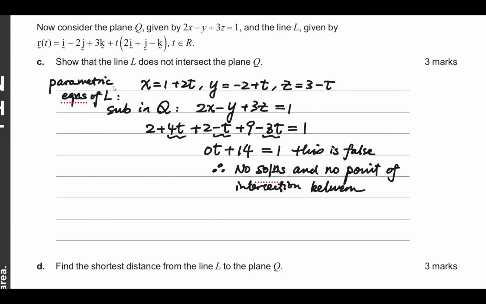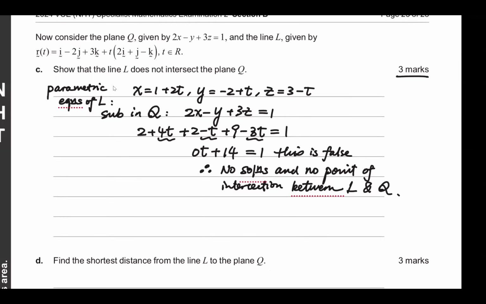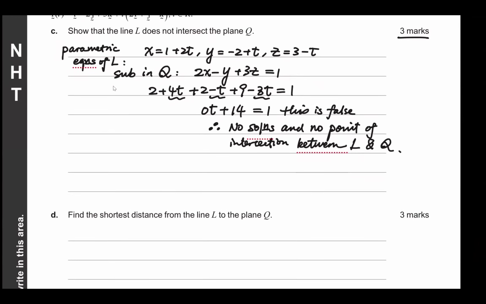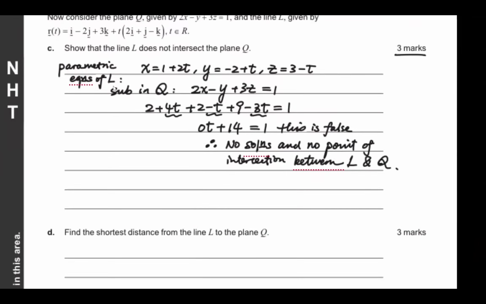Between L and the Q. That's it. This is really a generous 3 marks question in my opinion. But you do have to show clear, concise working with good mathematics logic, okay? It's also another example of a proof by contradiction, I suppose. And finally, find the shortest distance from the line L to the plane Q.